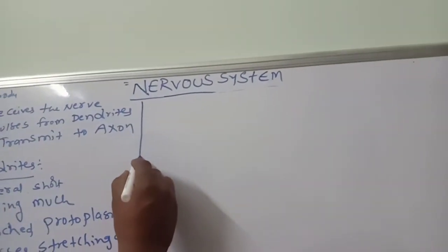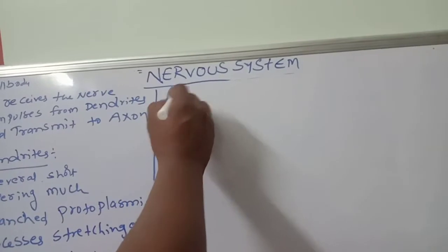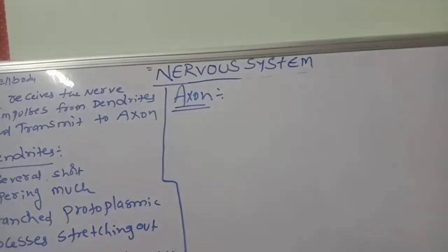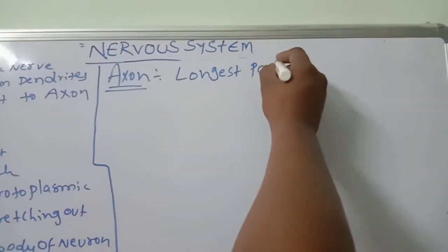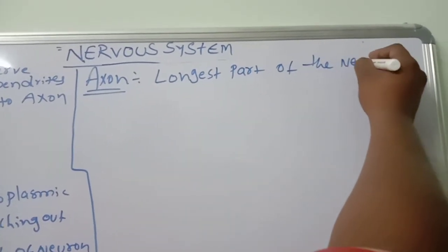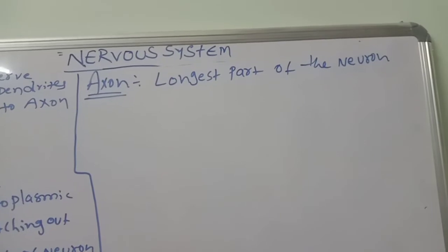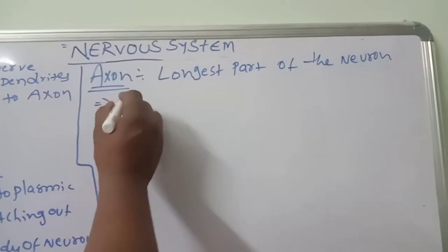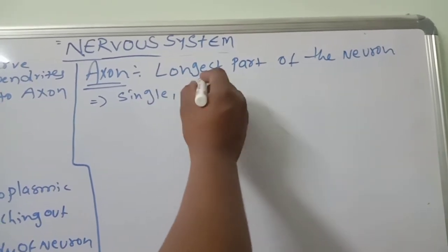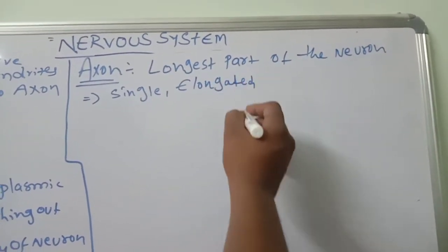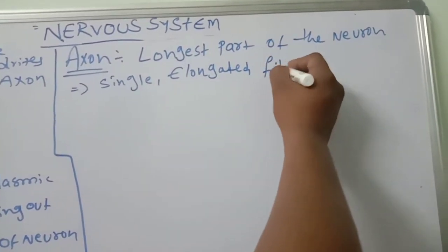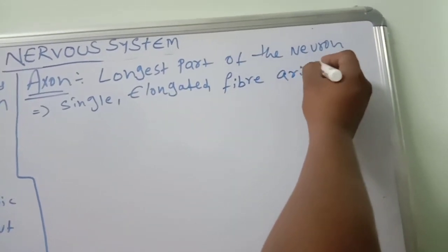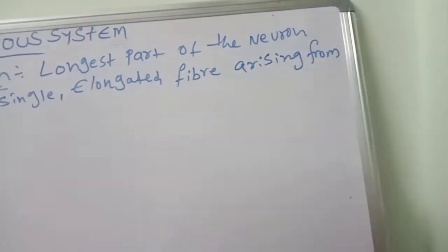So the next concept is axon. This is the most important point to discuss. Axon is the longest part of the neuron. It is a single elongated fiber arising from one side of the cyton.